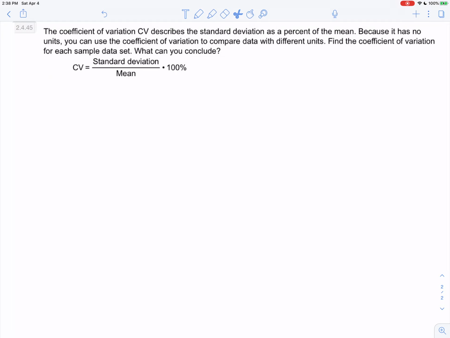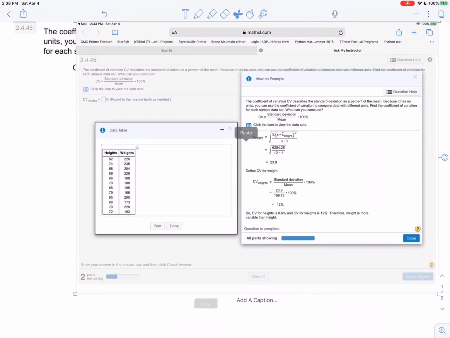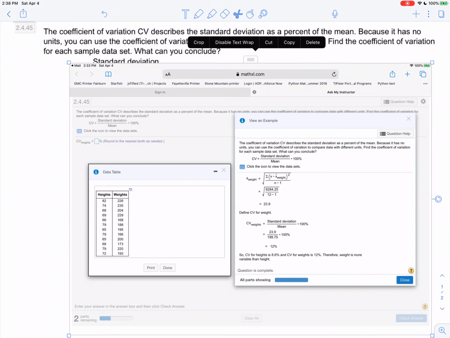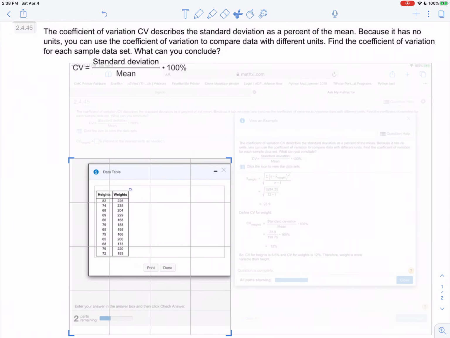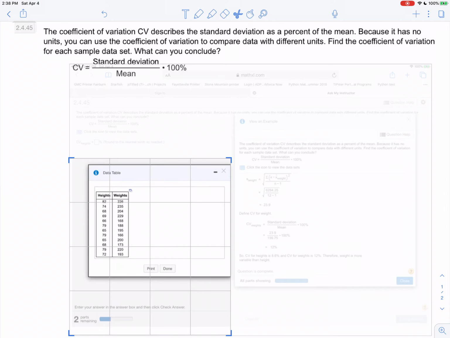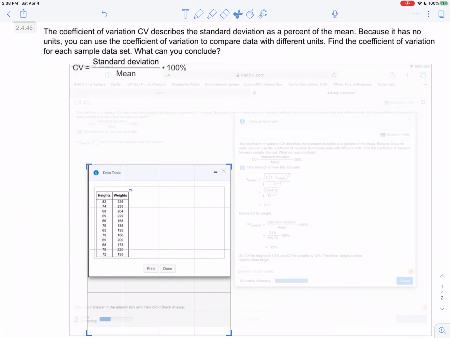So this is just another way of describing how spread out the data is. Keep in mind that in our discussion, the variation of the data set tells us how spread out the data is, and the standard deviation tells us how far away the data is from the average or from the center. So this is all central tendency discussion. So let's pull up a copy of the data set. Basically, we're going to be finding the coefficient of variation for these two different sets.